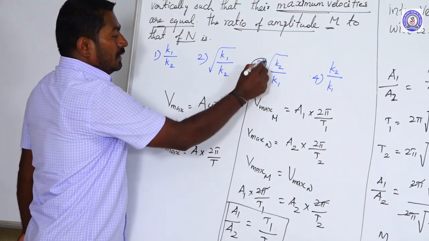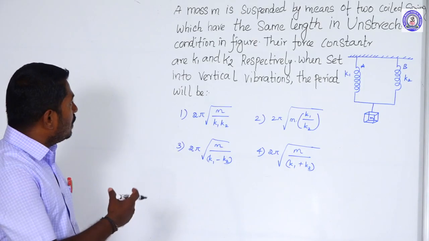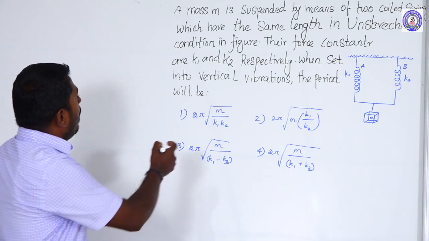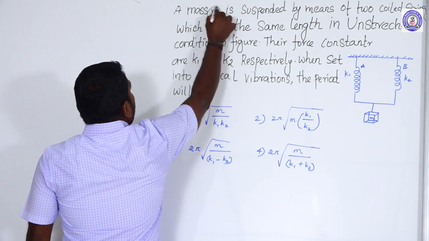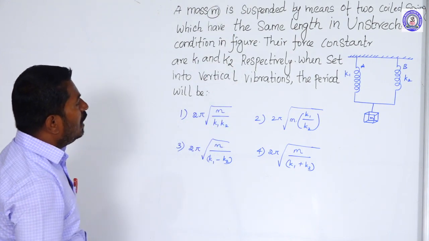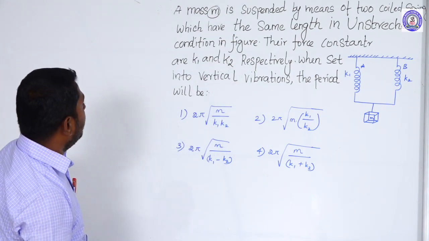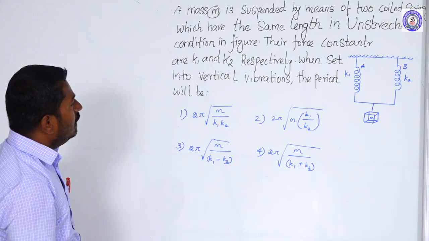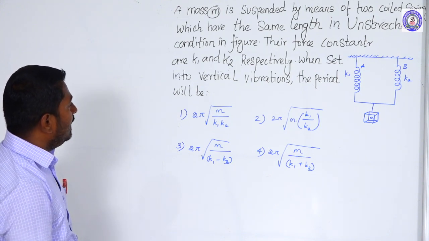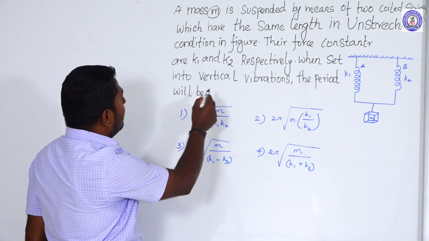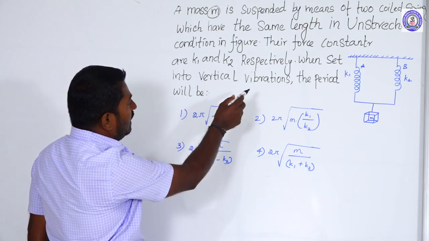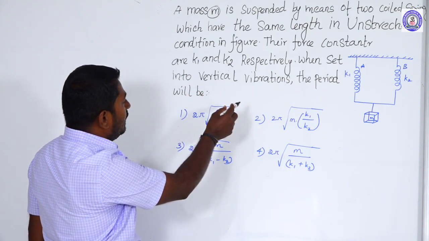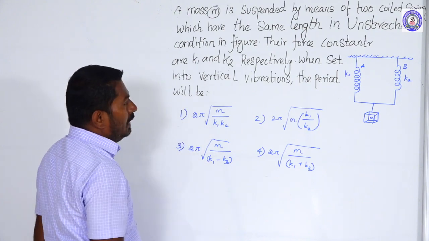The right choice is the third. So, another problem. A mass m is suspended by means of two coiled springs which have the same length in the unstretched condition, as in the figure. Their force constants are k1 and k2 respectively. When set into vertical vibration, the time period will be?